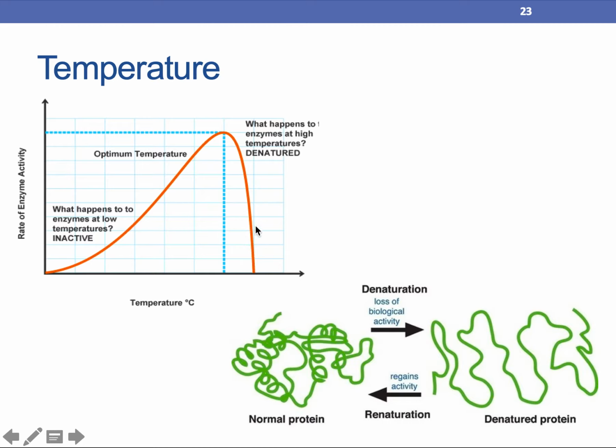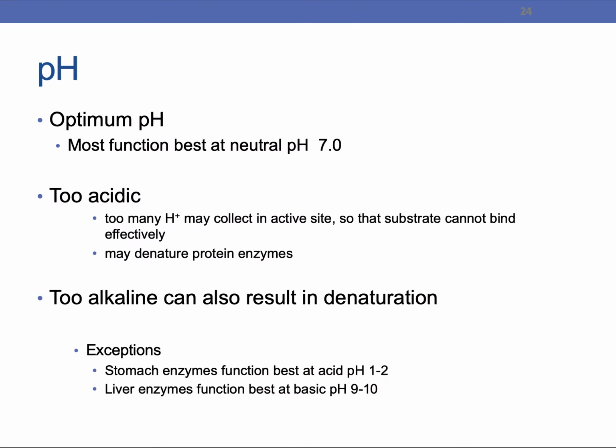cannot catalyze reactions again. The destruction of enzymes, mostly by temperature, is referred to as denaturation. It destroys the folding, and once the folding is destroyed, the enzyme can no more function. Then there is pH.